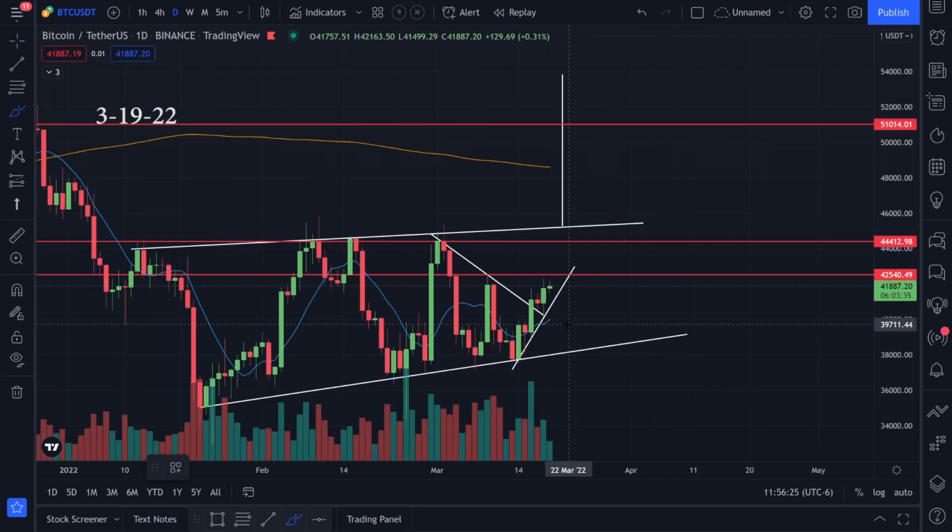So in general, the steps that I'm looking at are step 1, 42.5 thousand. If we could break above that, then we'll be looking at step 2 around 44.4 thousand.